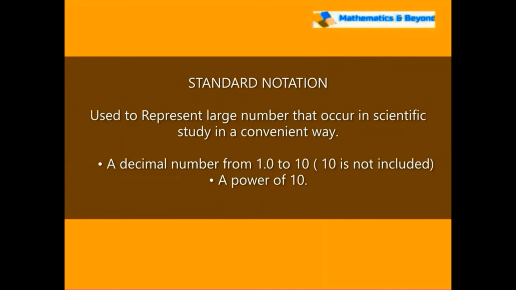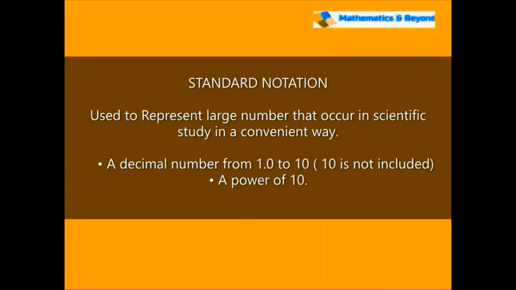A number in standard notation can be written as a product of a decimal number from 1.0 to 10, but 10 is not included, it is only till 9, and a power of 10. So we are done with chapter number 2 of class 8.